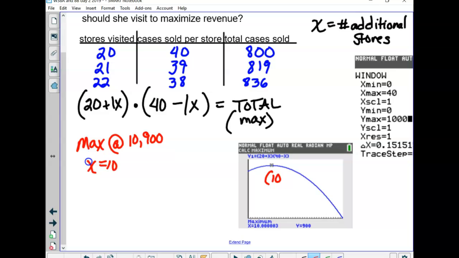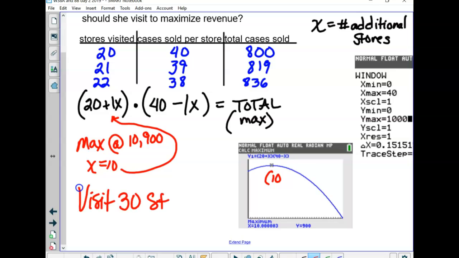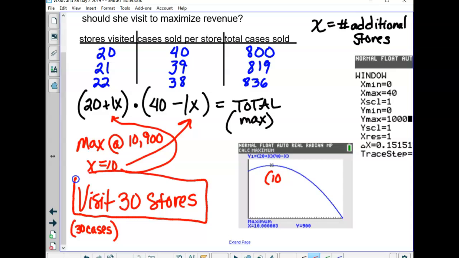So when x is 10, but we have to plug that back in, it means she's going to go to how many stores? 30 stores. And that means she would actually sell 30 cases per store, right? 40 minus 10 would be 30 here. And it would make a total sales of 900. But this is what it wanted to know. How many stores should she visit?